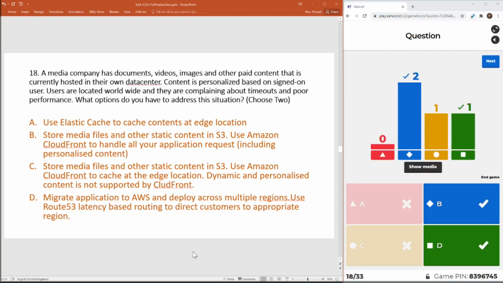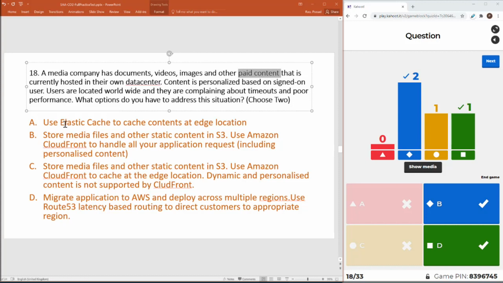The correct answer is B and D. Let's break this question down. We need 2 ways to solve a specific scenario. A media company has static data, documents, videos, images, which also includes some paid content, currently hosted in the data center, and they want personalized sign-on for users. The paid content would mean that only a specific signed-in user will be able to access it. So how can we solve it?